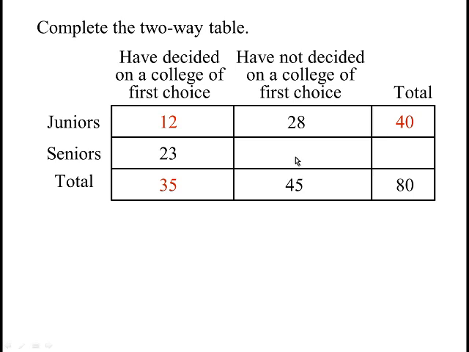You could subtract here or subtract here. It doesn't really matter which one you do first. If this is 40, 23 plus what equals 40? 17. And make sure that it also works down. 28 plus 17 equals 45. So there's your two-way table.